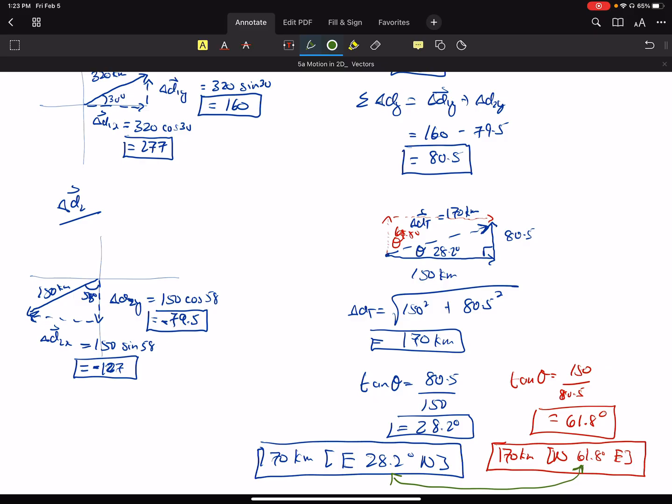Okay, so that's a brief introduction to motion in 2D, and we're going to continue with some more examples in the next part of the lesson.